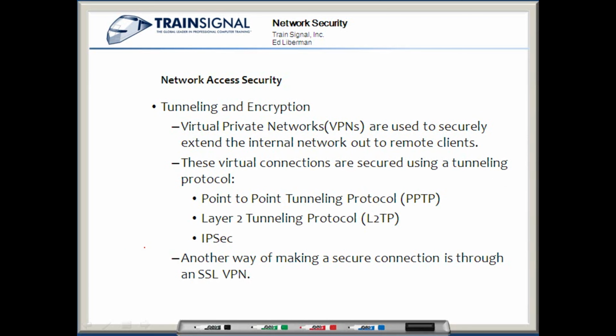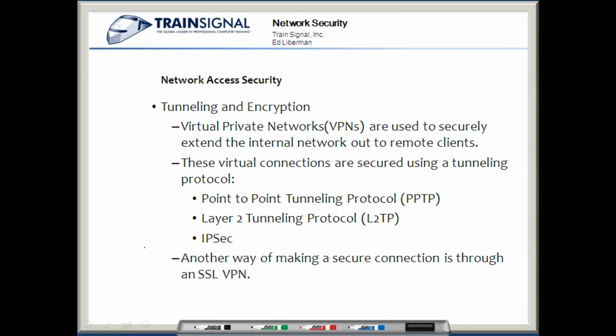Now, when we want to talk about network access security, another aspect of protection is tunneling and encryption. A few moments ago, we were talking about VPNs, virtual private networks. We said that they're used to securely extend the internal network out to remote clients.